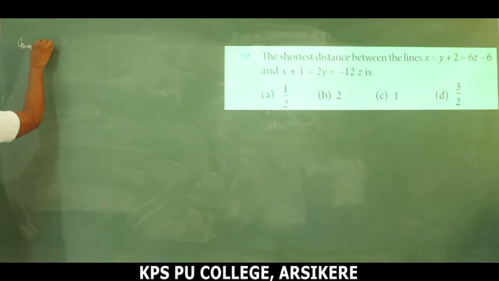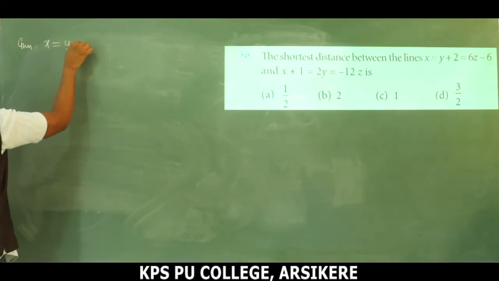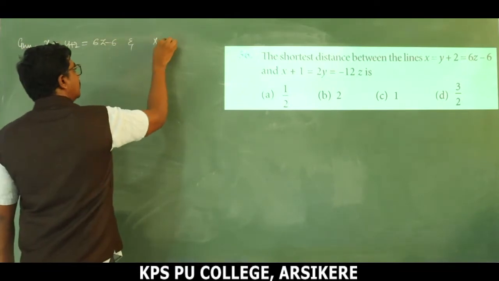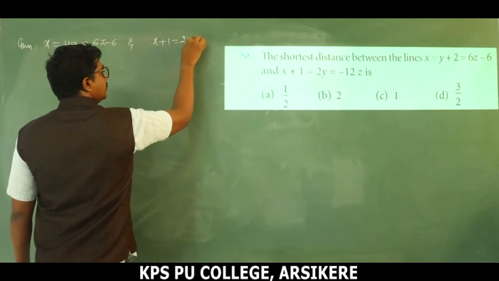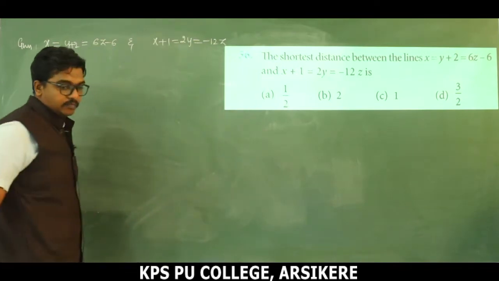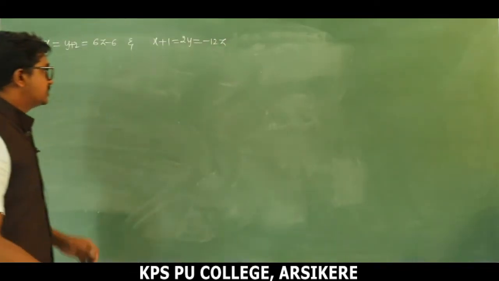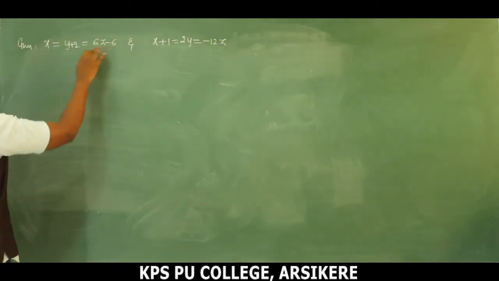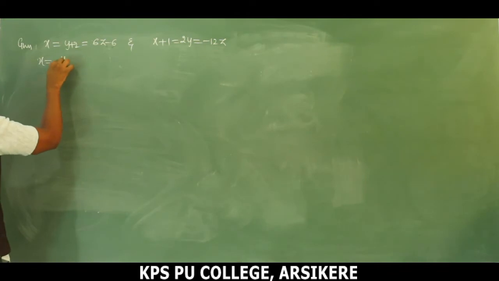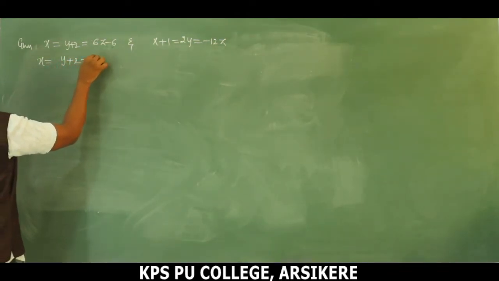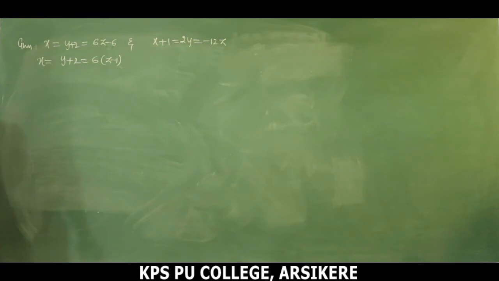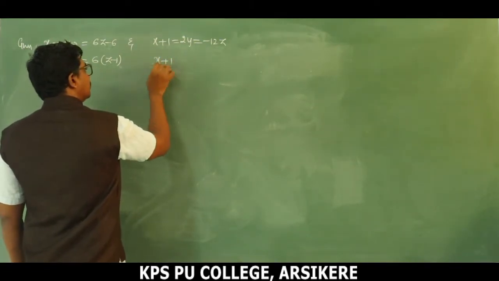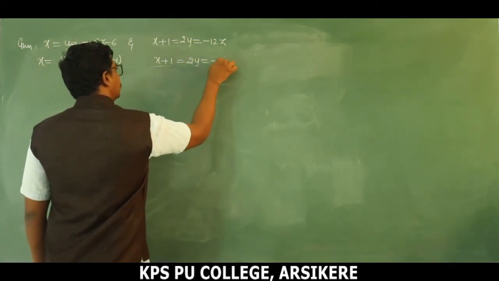Given we have x is equal to y plus 2 is equal to 6z minus 6, and another equation x plus 1 is equal to 2y is equal to minus 12z. Here we need to find the distance between the lines. Okay. So now 6z minus 6 can be written as x is equal to y plus 2 is equal to 6 into z minus 1. And this is x plus 1 is equal to 2y is equal to minus 12z.